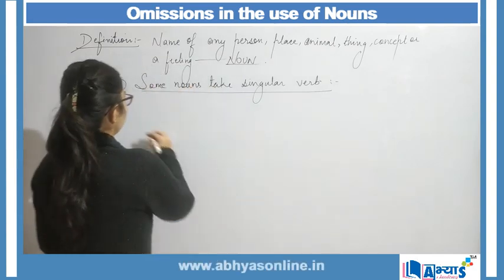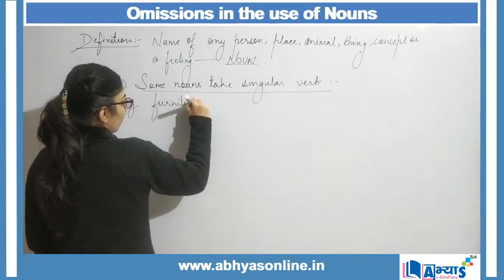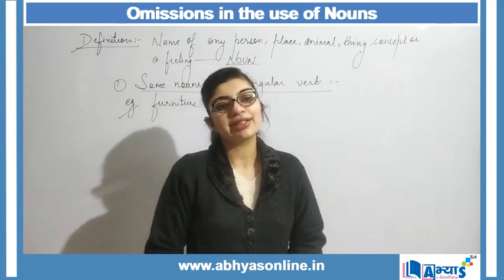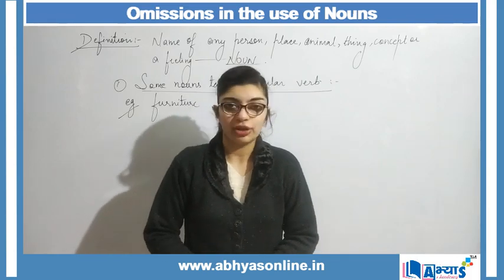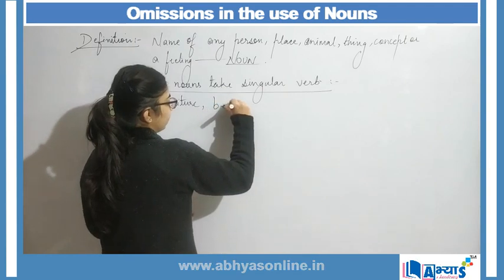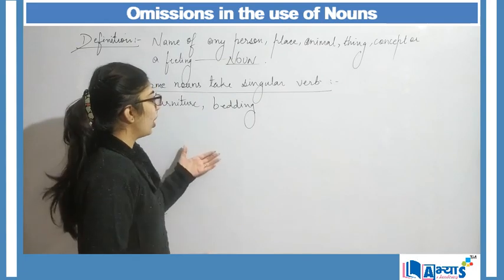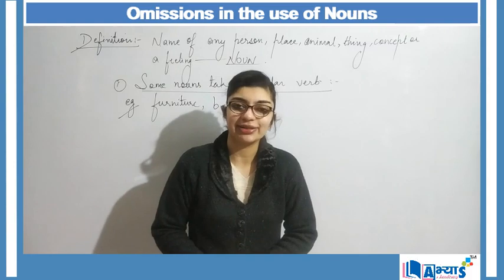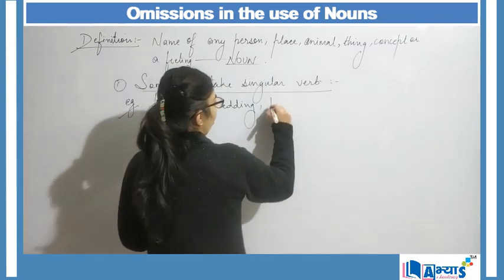For example, furniture. Now, the plural form of furniture is also furniture, and the singular itself is furniture. There is no word like furnitures. There is just furniture. Or we can say bedding. They all have made their bedding. There is nothing like beddings. Only bedding, furniture. I can say knowledge.